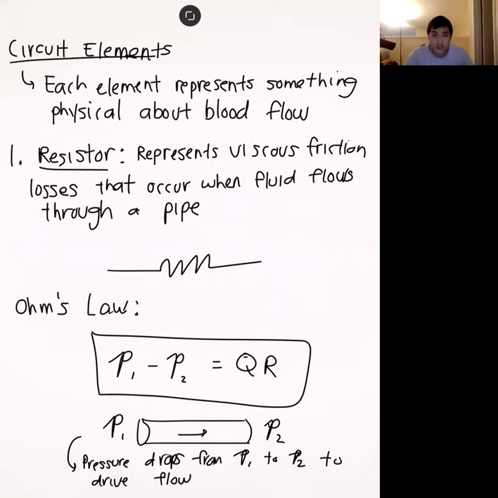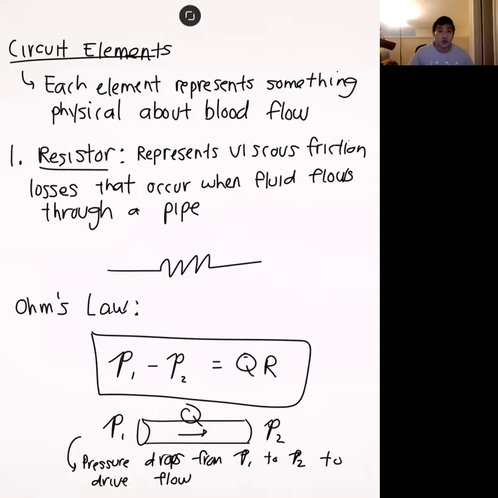And so in order to get through a certain pipe segment where there's viscosity and viscous losses, the fluid kind of has to, you can almost think of it as, spend some pressure energy. So it has to take some pressure money from its wallet, spend a little bit of it, and then the pressure drops from P1 to P2.